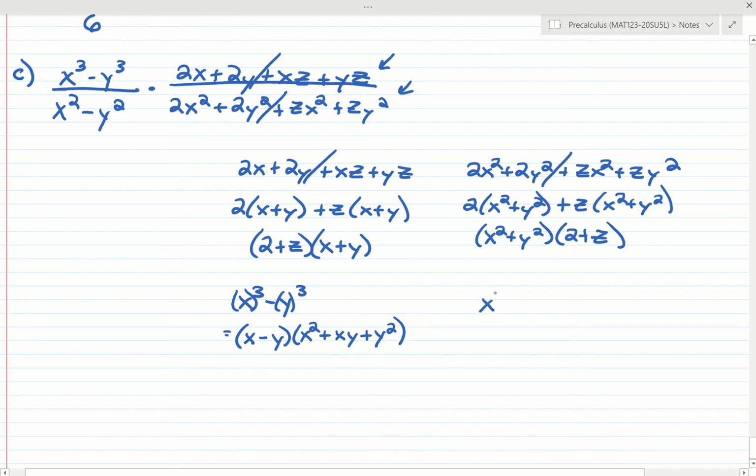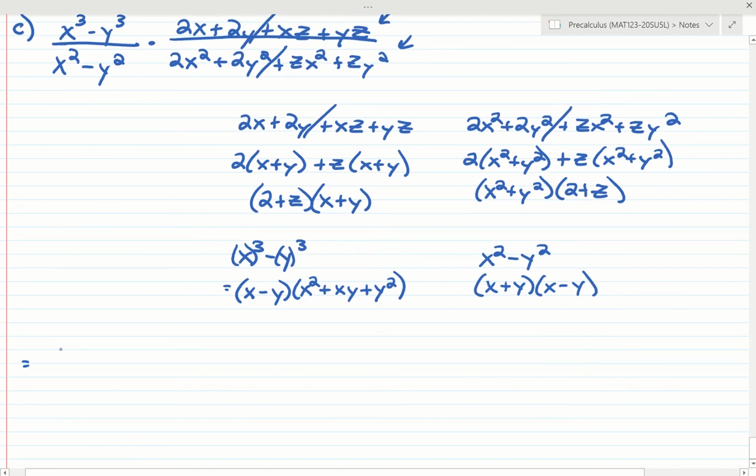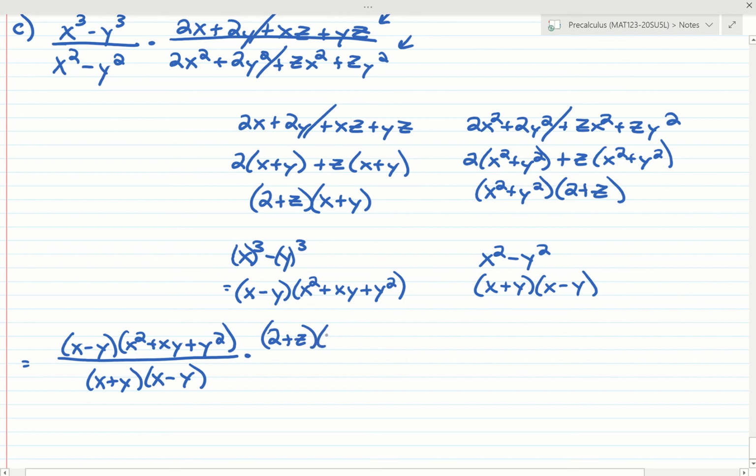And then the denominator is a difference of perfect squares. So x is A, y is B, so we're going to say x plus y times x minus y. So when it's all said and done, let's write what we have here, and then we can cancel out our common factors. We get x minus y times x squared plus xy plus y squared over, let's see, yeah, that was the difference of perfect cubes. The difference of perfect squares would be x plus y times x minus y. Using the grouping, the upper right was 2 plus z times x plus y over x squared plus y squared times 2 plus z.